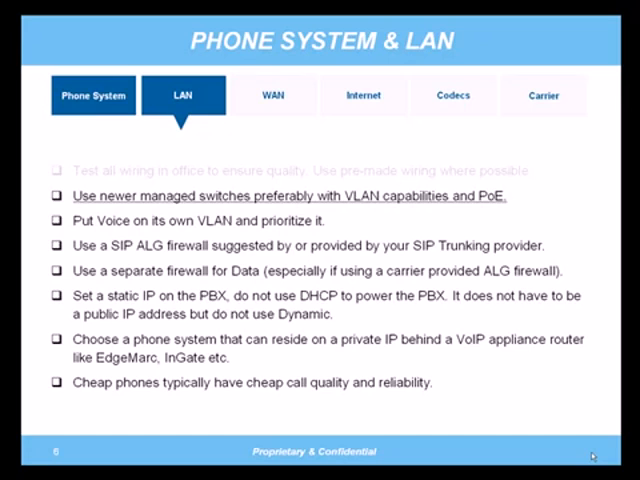Use newer managed switches, preferably with VLAN and PoE capabilities. PoE is power over Ethernet. The benefit of that is really from an uptime perspective, on the reliability. If you have a power outage, it's much easier to put batteries and backup in a wiring closet than it is to put it out at every single phone that's plugged in with power. It's much easier to put that in the central facility.